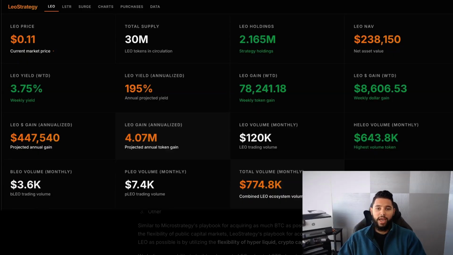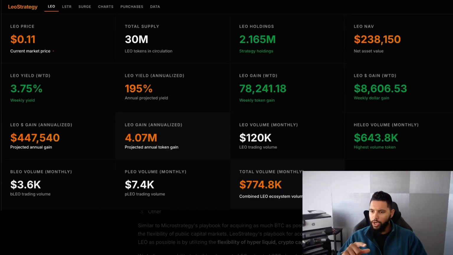The LEO gain annualized would be 4 million. That's how much LEO is expected to be added if LeoStrategy continues growing at this pace. So 52 weeks from now, you would expect another 4 million LEO to be acquired by LeoStrategy if the past week is projected out into the future. I think that gets interesting if they accelerate the accumulation of LEO, which I know is their plan.